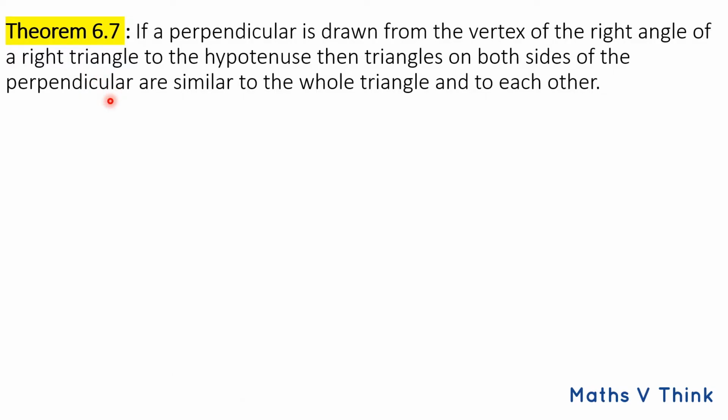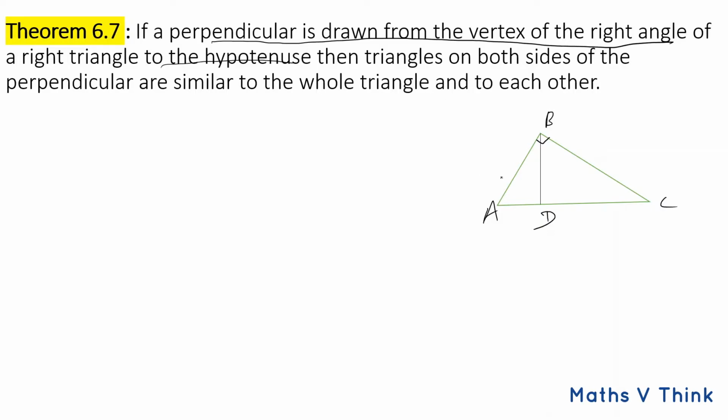So first we shall draw the right triangle. Let this be right angle triangle ABC, right angle at B. Now I need to draw a perpendicular from the vertex of the right angle, that means from the point B. Let this be BD, perpendicular to the hypotenuse. So AC is the hypotenuse. Then the triangles on both sides of the perpendicular.